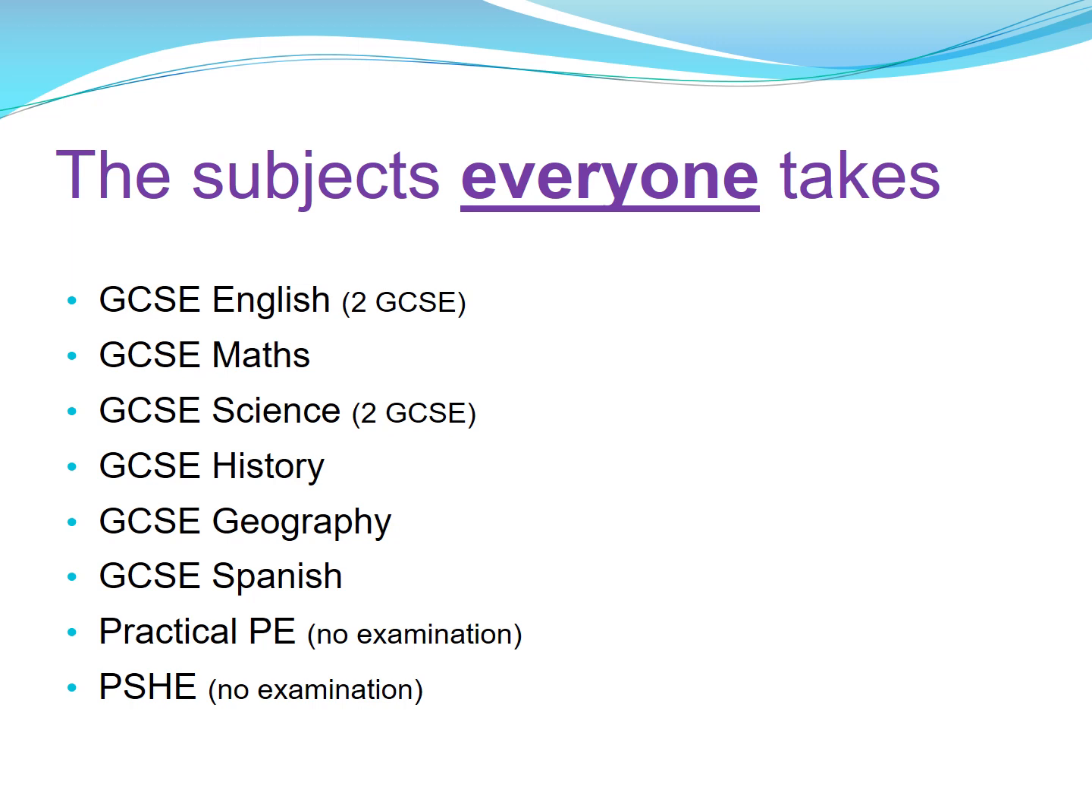So let's look at what a typical timetable would look like. There are compulsory subjects that everybody has to take, and you will have on your timetable 3 lessons of English, that's English language and English literature, 3 lessons in total, 3 lessons of maths, 3 lessons of science, then you will have 2 lessons of history, 2 lessons of geography, 2 lessons of Spanish, 1 lesson of practical PE and 1 lesson of PSHE. In both the practical PE and PSHE there is no written exam in those subjects.